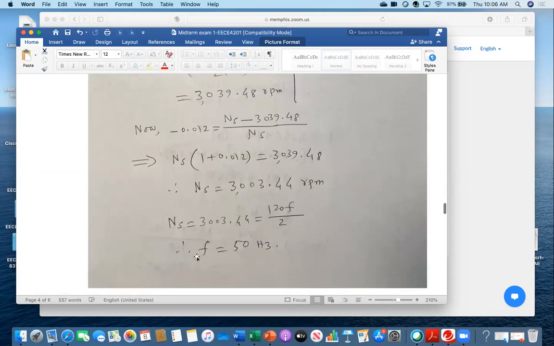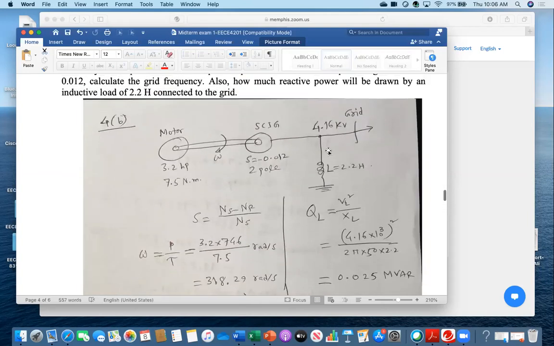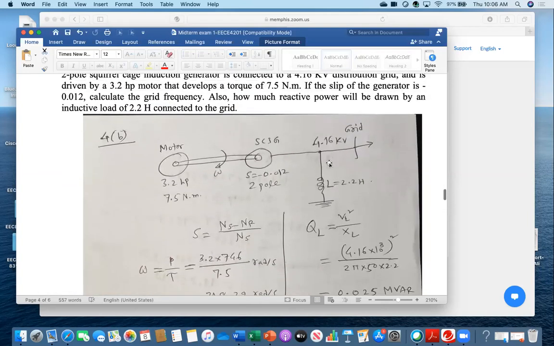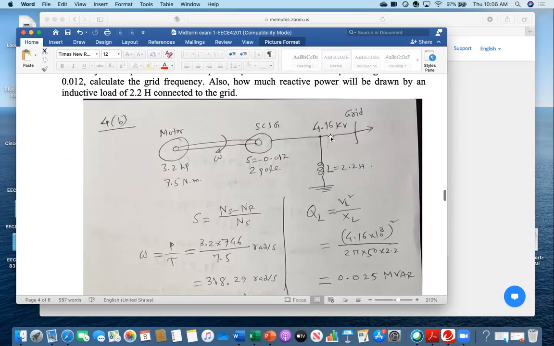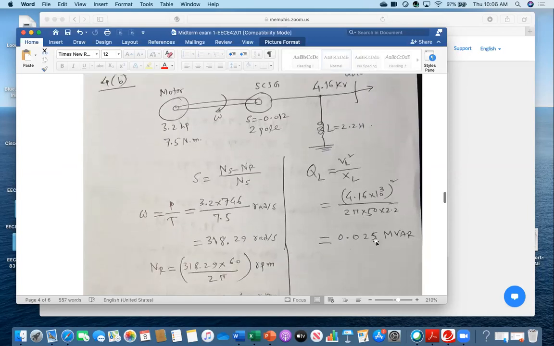And then once I know the frequency, you are able to calculate how much reactive power is being drawn or consumed by this inductive load of 2.2 Henry. So that's why QL is VL square over XL. My VL is 4.16 kV, and then I got 0.025 megavar, or you have expressed it as 25 point something kilovar. That is also fully right.